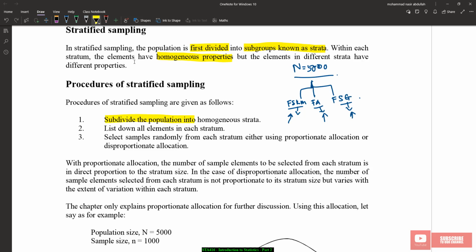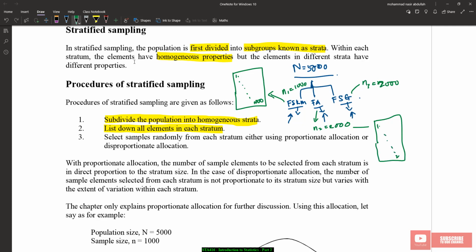First, we need to subdivide the population into homogeneous strata. So we already divided the population into 3 groups. So we need to list down all elements in each stratum. It means for each stratum, we need to have a complete sampling frame. So let's say FSKM, we have 1,000 students. Accountancy, we have 2,000 students. FSG, we have 2,000 students. So the total is equal to 5,000. Each group should have a complete sampling frame. Right? This group also needs a complete sampling frame until 2,000, and this one also a complete sampling frame.